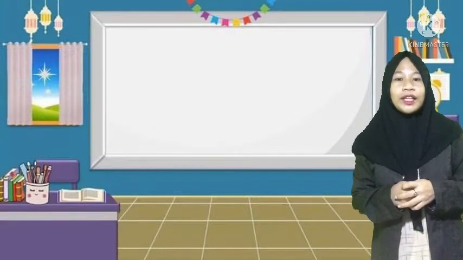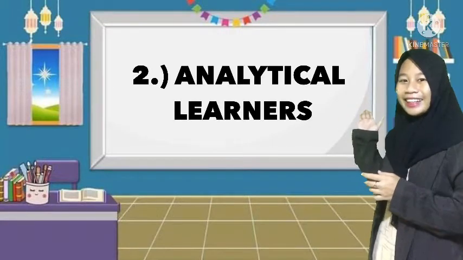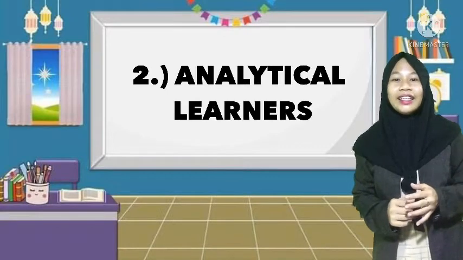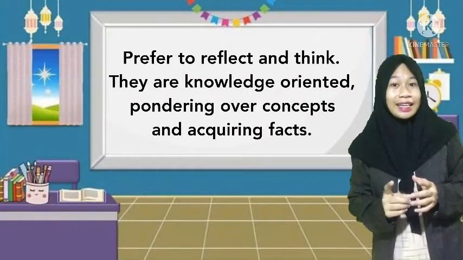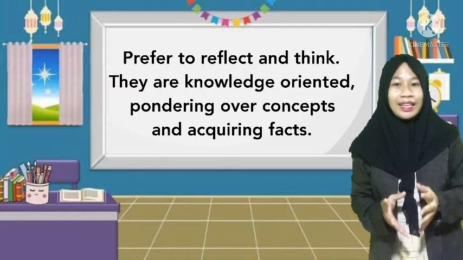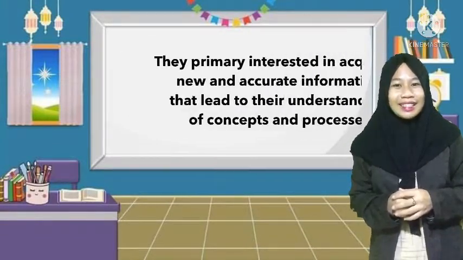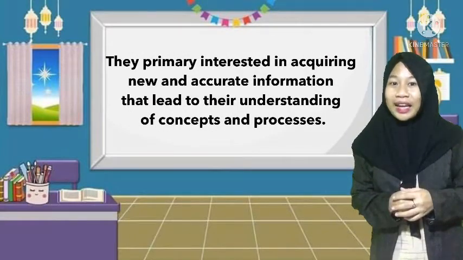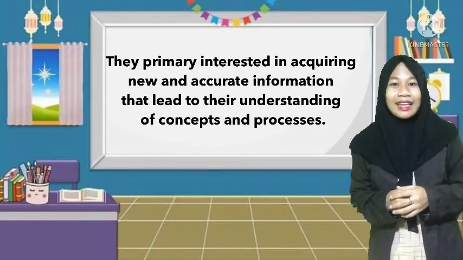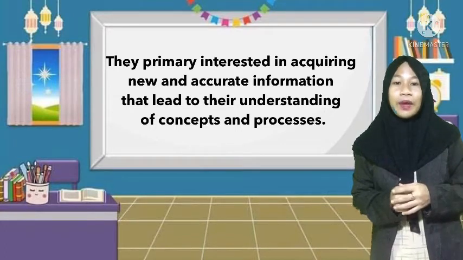The type 2 learner is the analytical learner. Analytical learners prefer to reflect and think. So, they are knowledge-oriented, pondering over concepts and acquiring facts. They're primarily interested in acquiring new and accurate information that leads to their understanding of concepts and processes. They can learn easily by thinking through their experiences, judging the accuracy of what they encounter, and examining details.